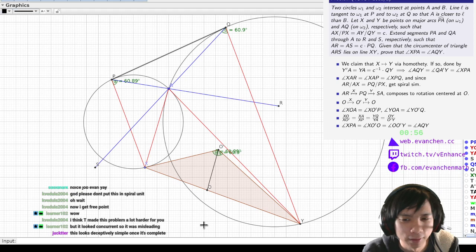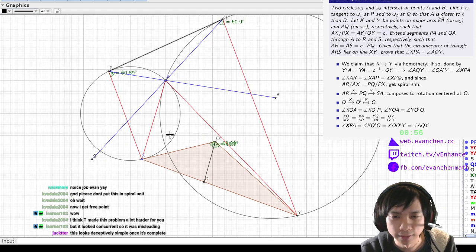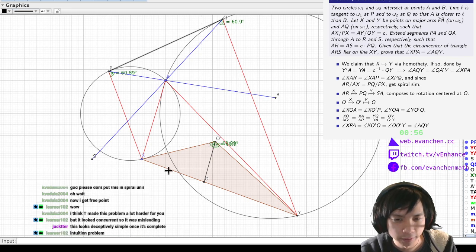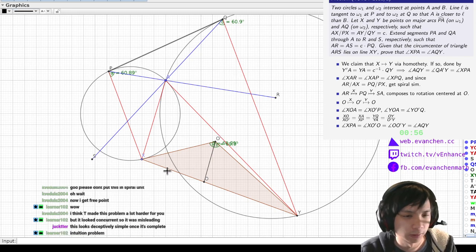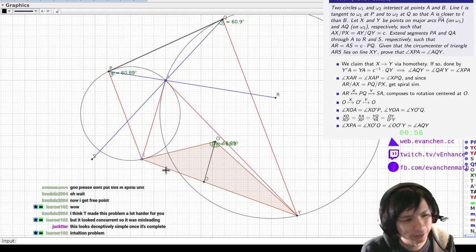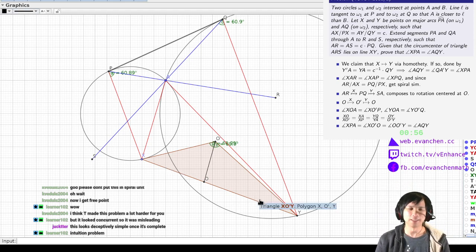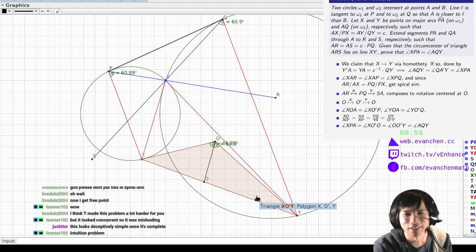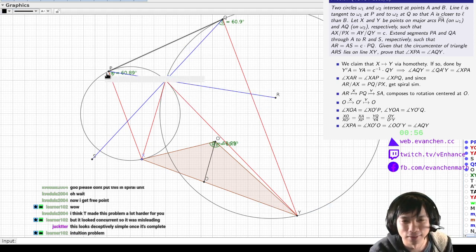Yeah, once it's done, it's like, oh my god. The only thing that happened was you translate the angle into spiral sim, the angle bisector theorem applies, uses the last length condition, and then that's it. It's just a spiral sim problem. That's it. There's no geometry. Almost no geometry. You have to like notice that like this angle is equal to this angle.